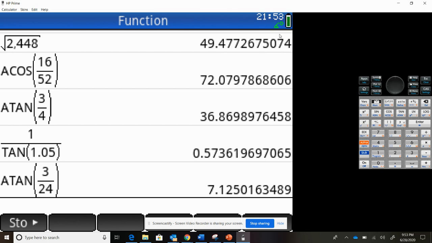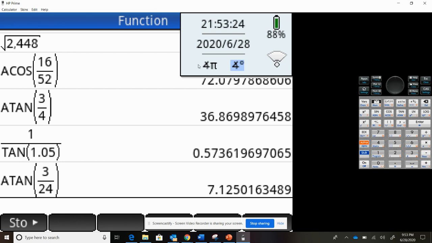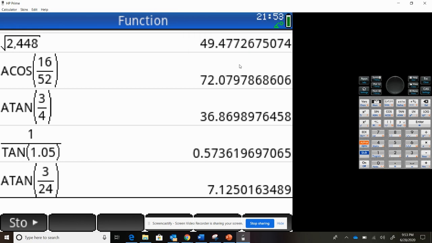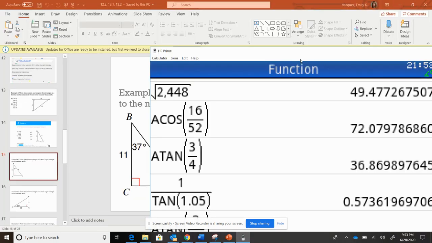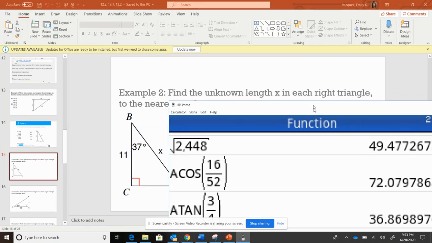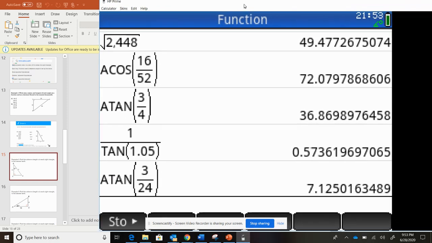So first thing I want to do is make sure that this green button, next to the little battery sign, is in degrees. See how I have a little Celsius there? If it's not, you simply click on that and then you can change. This is radians with pi and this is degrees. I'm not sure how much in geometry we're going to get into radians, so most of the time it'll be in degrees. So if I remember correctly, my answer was 11 over cosine of 37 degrees.